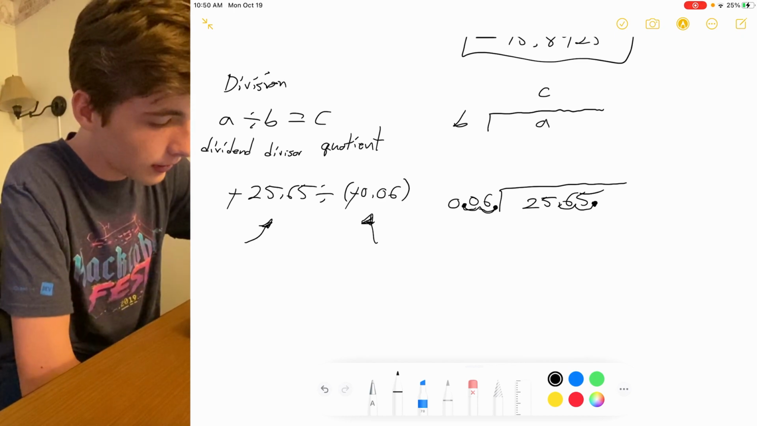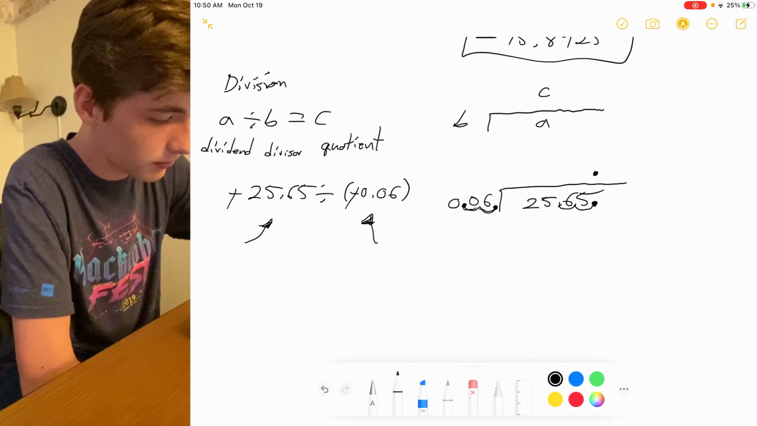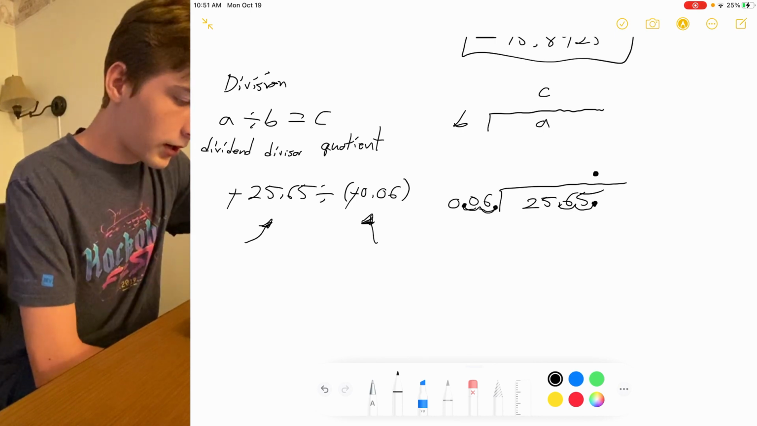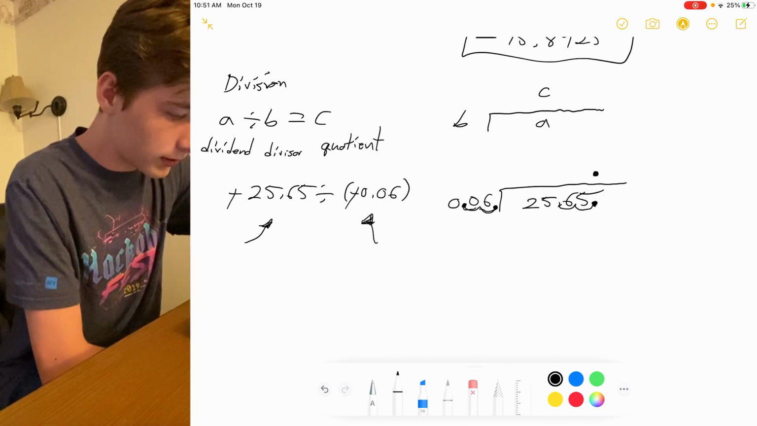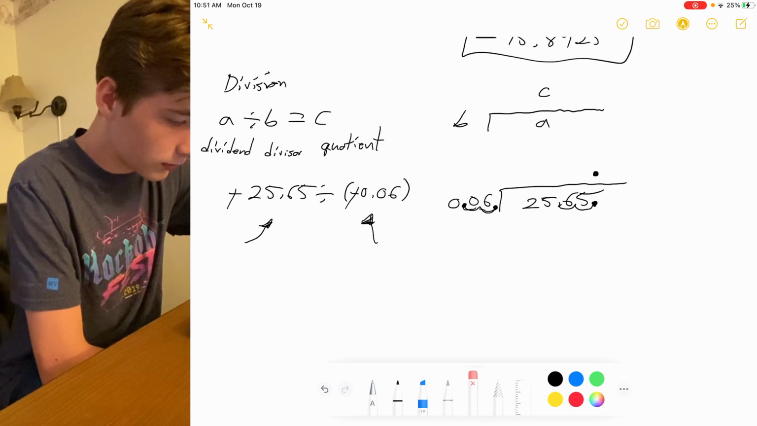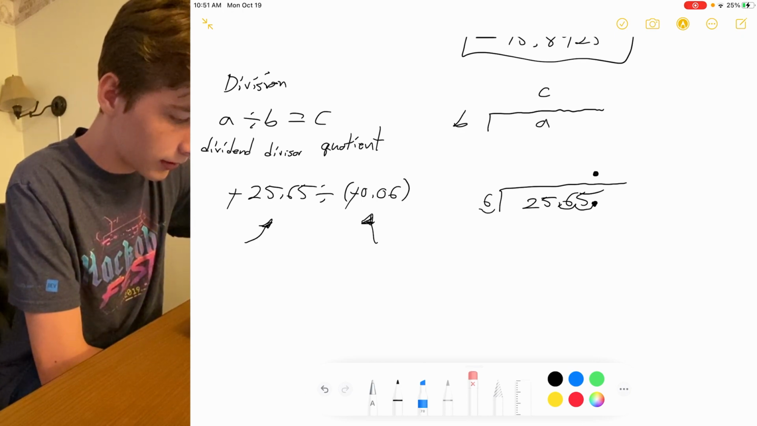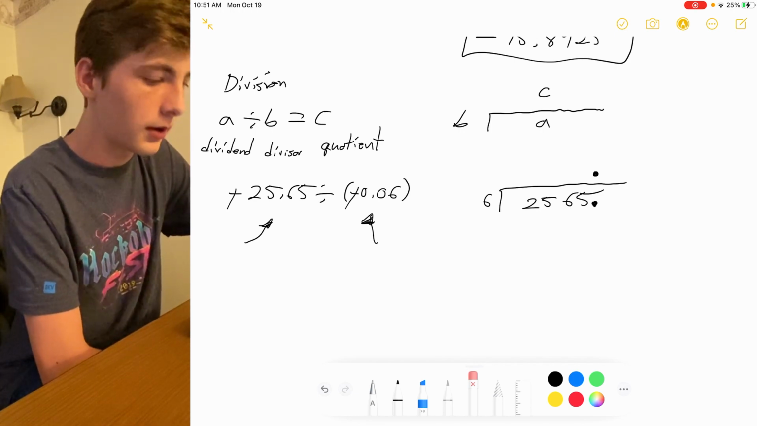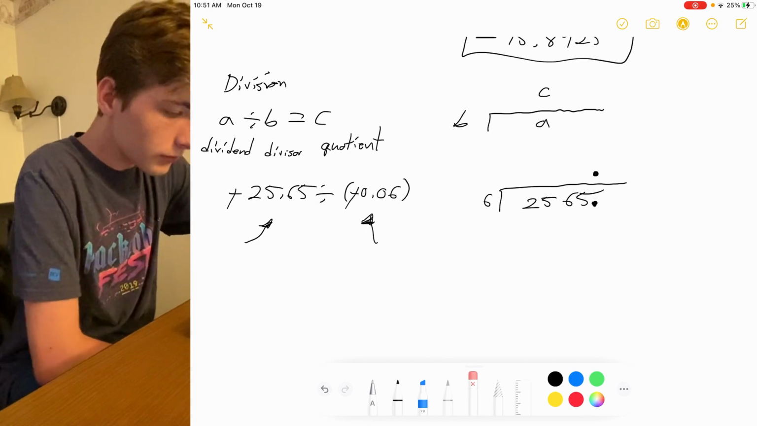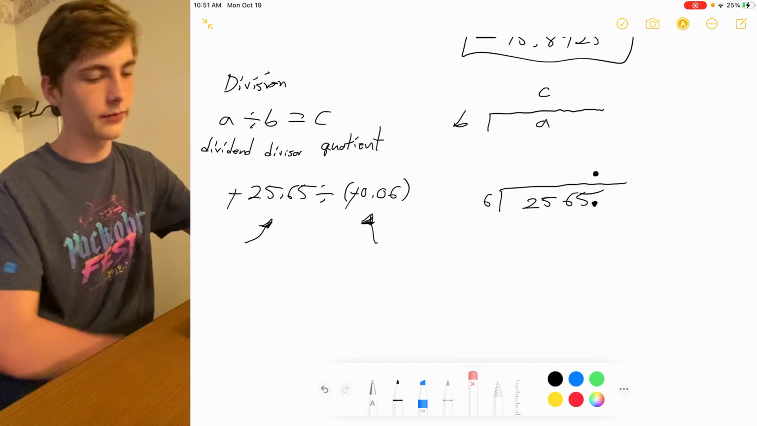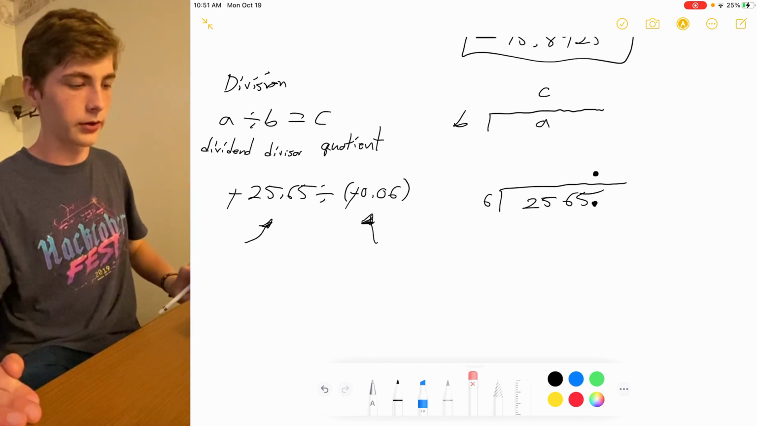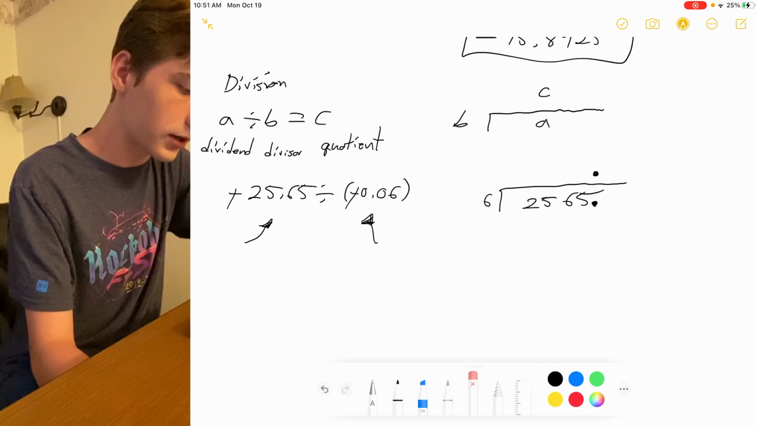Then we're going to take that decimal point and make it in the same place up here for the quotient. Now we can start doing this normally, but basically what we've simplified this down to is 6 going into 2565 point, and then we'll go on. So how many times does 6 go into 25? And again, this is going to be pretty much like regular long division. So 6 goes into 25 4 times.